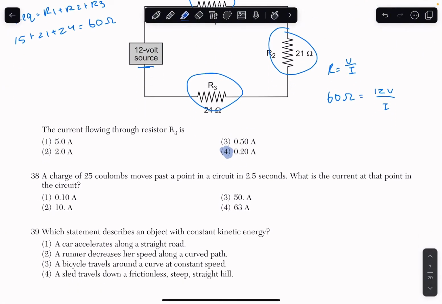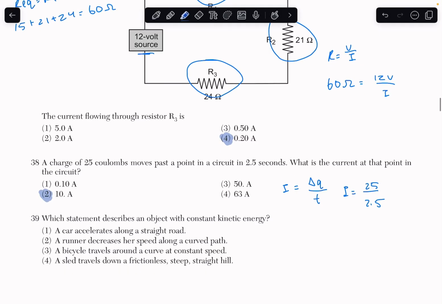38. A charge of 25 coulombs moves past a point in a circuit in 2.5 seconds. What is the current at that point in the circuit? So, the question gives us charge and time, and we need to find current. The equation with all these components is I equals change in Q over T. So we just have to plug that in. So I equals 25 coulombs over 2.5 seconds. And we're going to get a current of 10 amps.